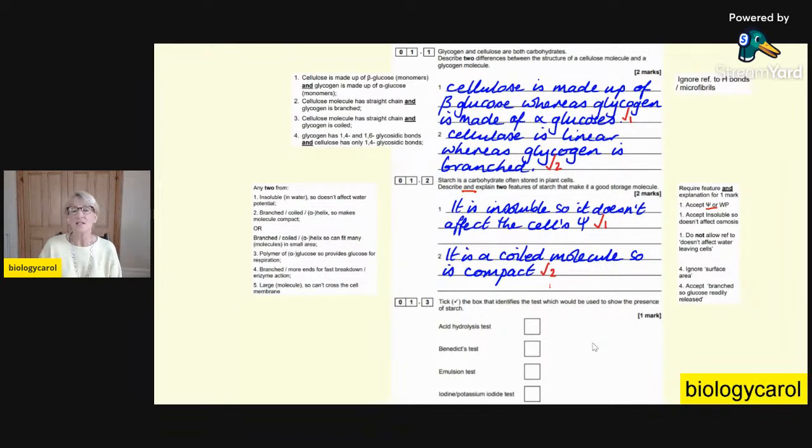Tick the box that identifies the test that you would use to show the presence of starch. And that is, of course, the iodine test, because it goes from that kind of mid-blue colour to a blue-black colour for a positive test of starch. Hopefully that is relatively straightforward.